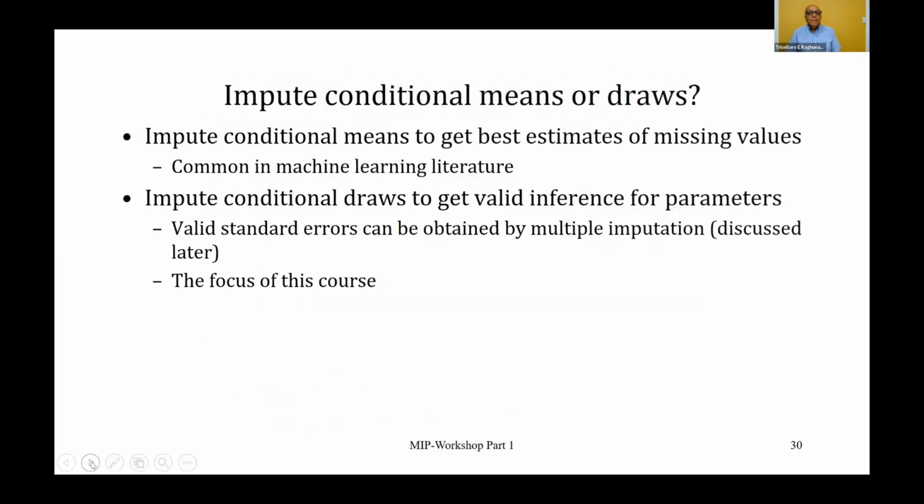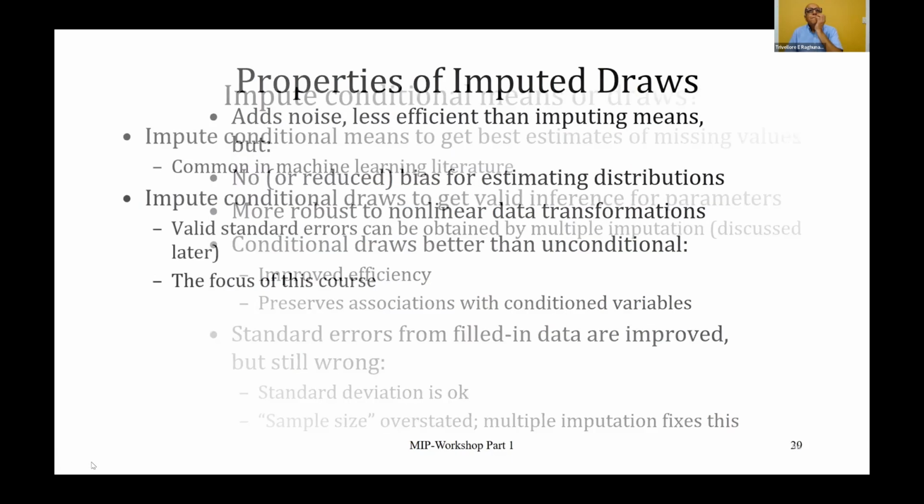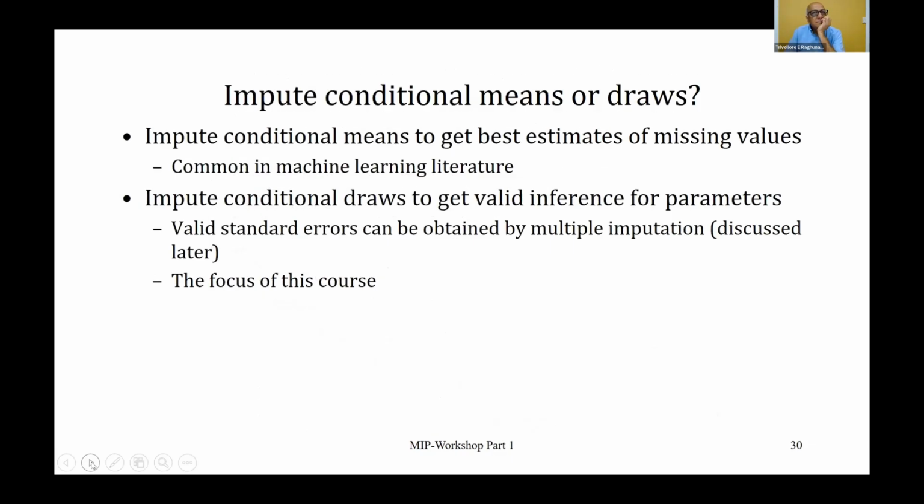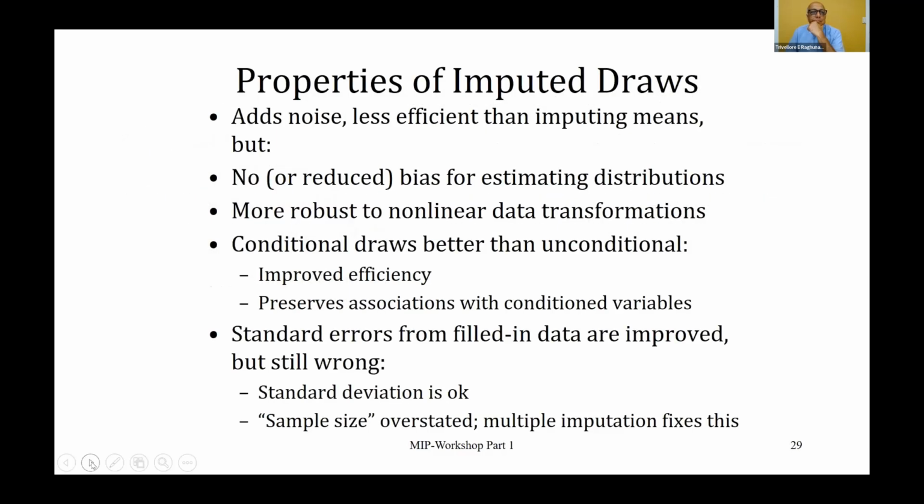Raghu, can I jump in with a question real quick? Yeah. You just touched on this in your last slide. The question is, can users use general multiply imputed data sets for nonlinear models such as survival analysis? Can you talk about the limitations, if there are any, on what sort of analyses you can do on the back end with a multiply imputed data set?